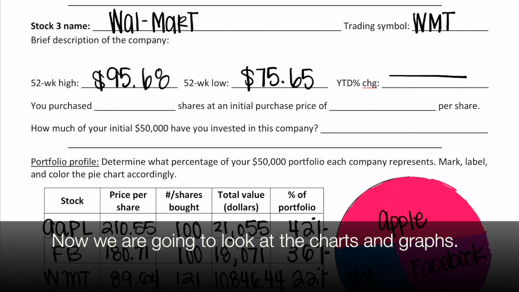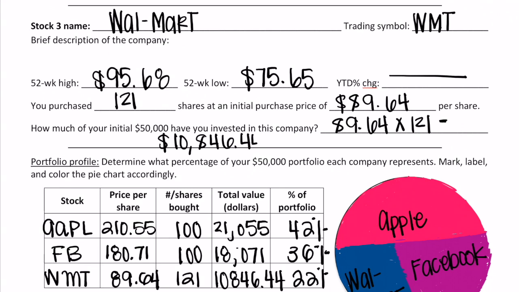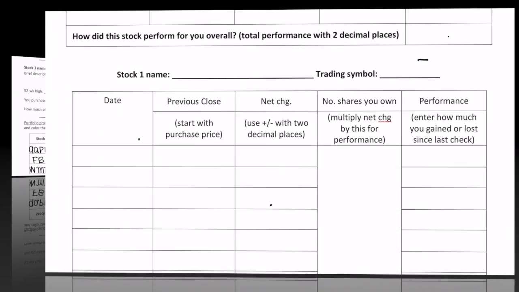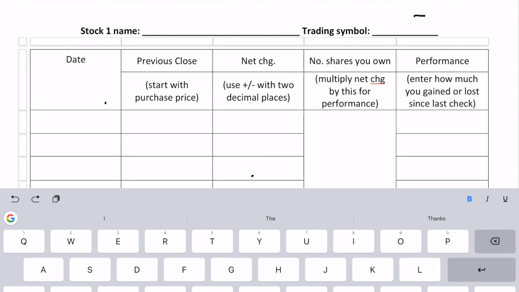Now we're going to look at the charts and graphs section of the stock market project. You need to pick the three stocks that you want to invest in. You see that I've invested in Apple, Facebook, and Walmart. And then you need to figure out how many shares you can buy with your $50,000. So I bought 121 shares of Walmart for $89.64 a share, and so I spent $10,846.44 on Walmart.